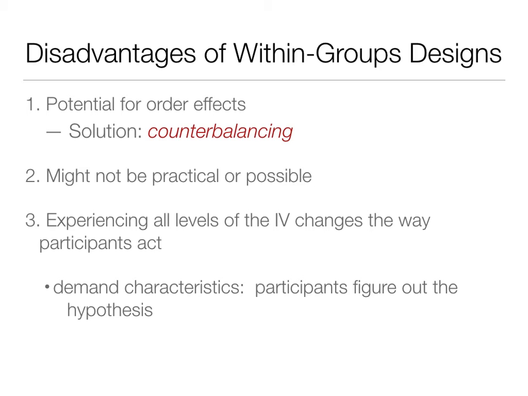They might also not be practical or possible, right? If you're doing a drug trial, say for schizophrenia, you can't have people both in the control group getting a placebo and in the experimental group getting the medication.